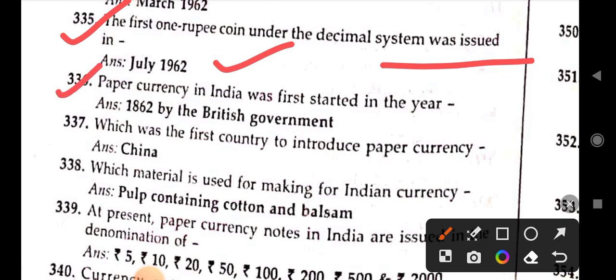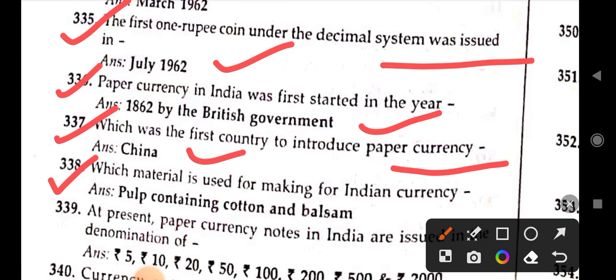Paper currency in India was first started in the year 1862 by the British government. China was the first country to introduce paper currency. Which material is used for making Indian currency? Pulp containing cotton and balsam.